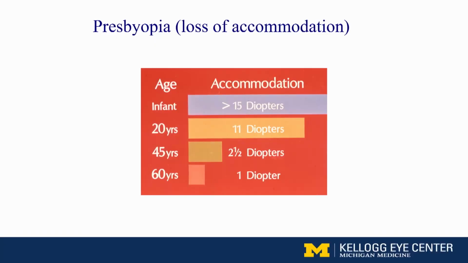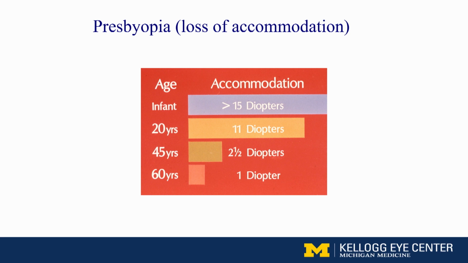That is called accommodation. Kids are born with tons of accommodation. I think I have a slide on this. Yep. They have more than 15 diopters of accommodation. They just crank it up. They can do it. They don't even think about it. Their little brains are so smart. A lot of them have smaller eyes because they're smaller. And so a lot of them are hyperopic. And they adjust to it.